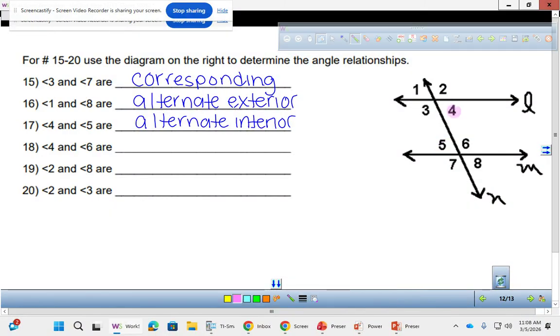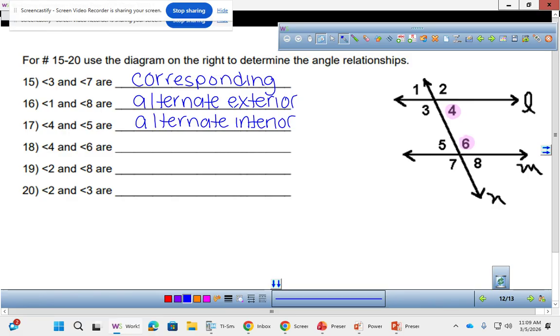Angle 4 and angle 6 are interior angles. They're on the insides of those lines, but both are on the right-hand side of that diagonal. So these are same side interior angles.